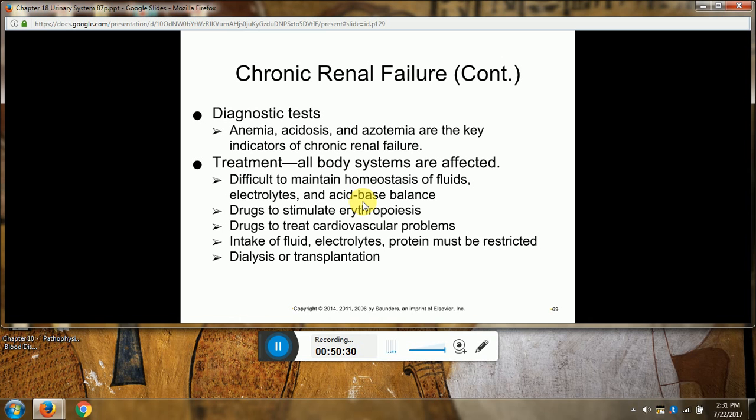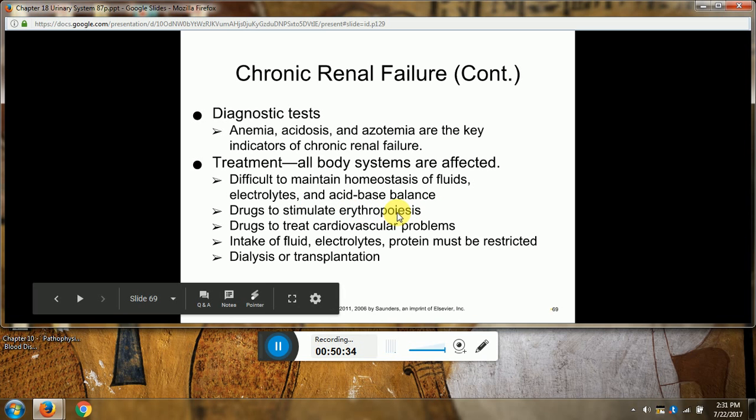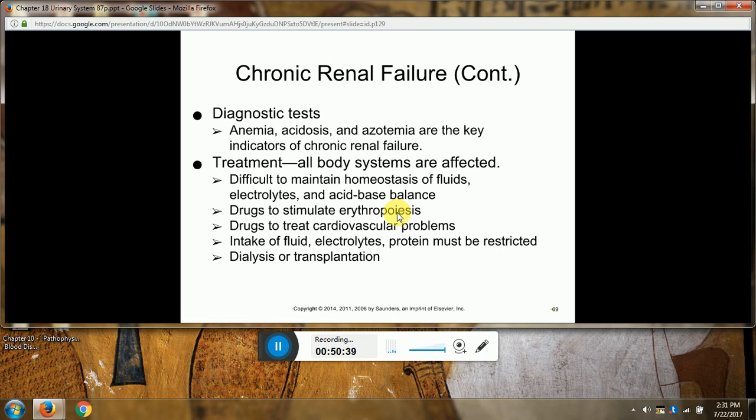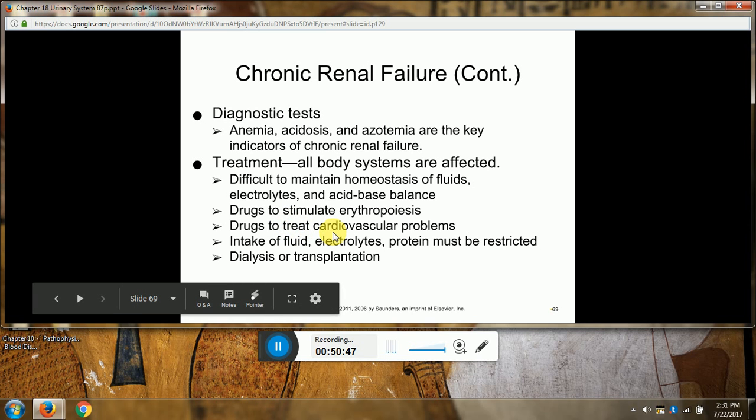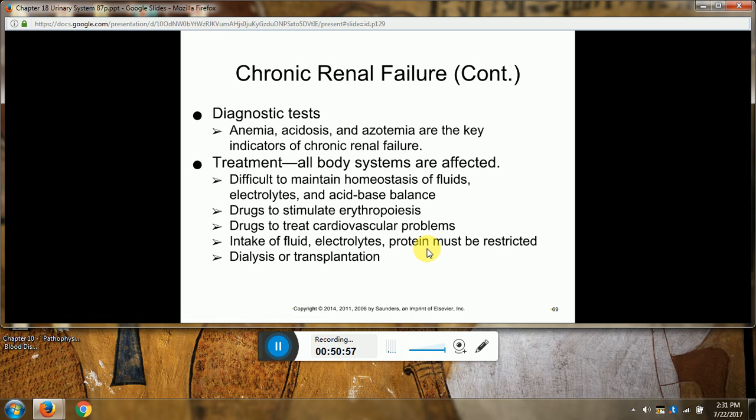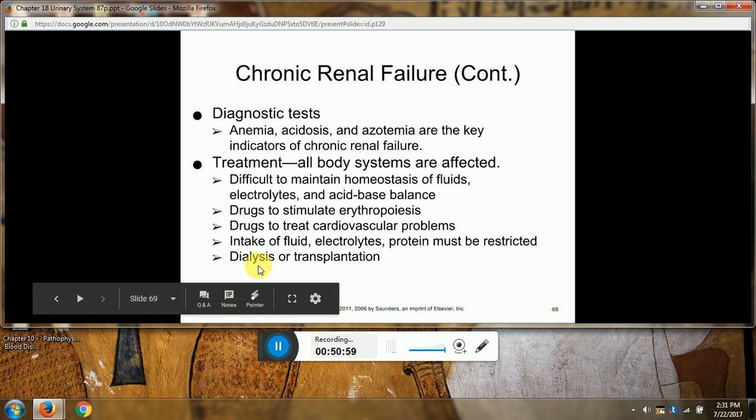You want to give them drugs to stimulate erythropoiesis, or to stimulate the bone marrow to produce red blood cells, because now the bone marrow is literally being poisoned by all of the toxins in the system. You want medications to treat any cardiovascular problems, and you want to restrict fluids, electrolytes, and proteins a little bit to prevent this condition from worsening. Again, the real treatment would be dialysis, but a permanent treatment would be transplant.